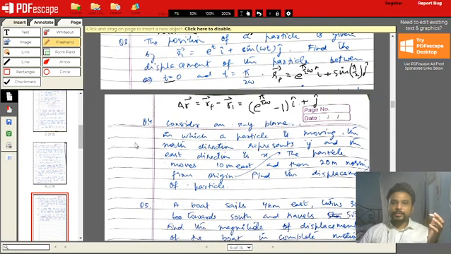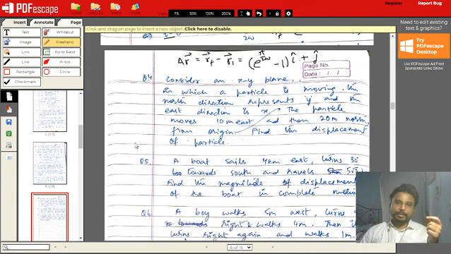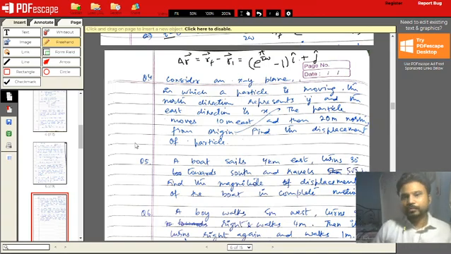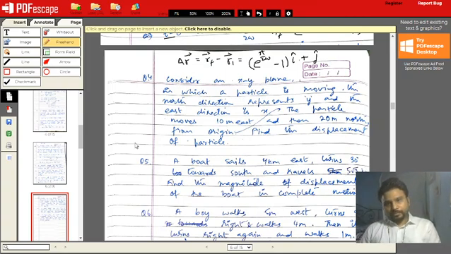Consider an xy plane in which a particle is moving. The north direction represents y and the east direction is x. A particle moves 10 meter east and then 20 meter north. We have to find the displacement of the particle.